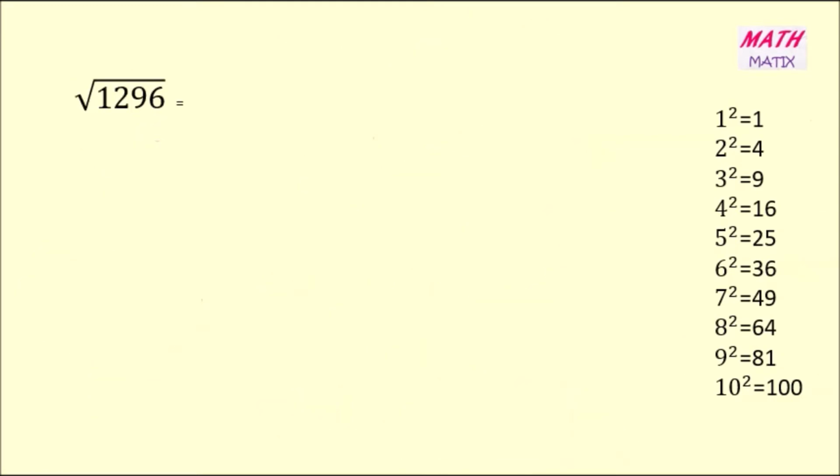Okay, one more example. What is the square root of 1296? Same way, we will pair up 96 and 12. For 96, which numbers are ending in 6? 4 square is 16, and then 6 square is 36. So 4 and 6.